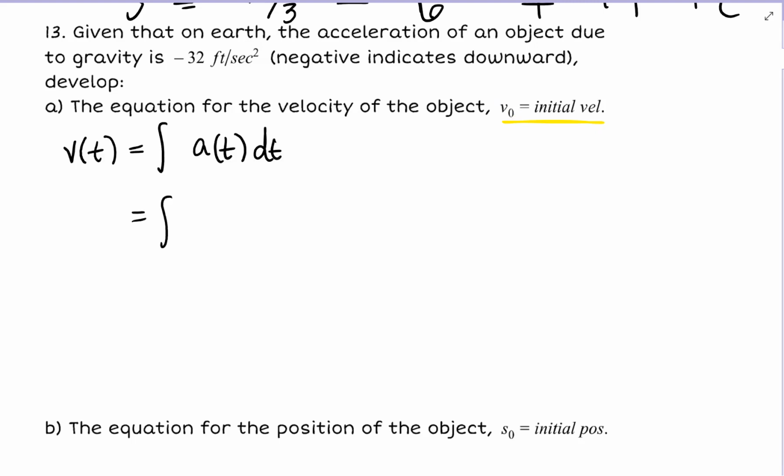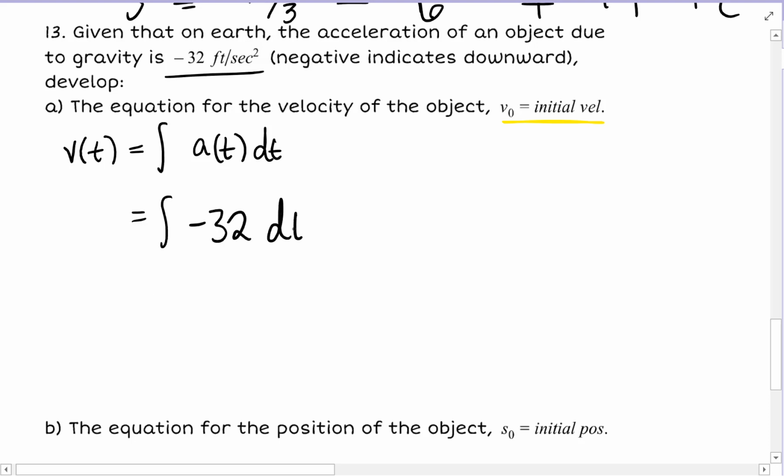Velocity is the integral of the acceleration function. So the acceleration here is negative 32 feet per second squared, negative 32 dt. The integral of a number is just that number as a coefficient of the variable plus c. This is our velocity function.